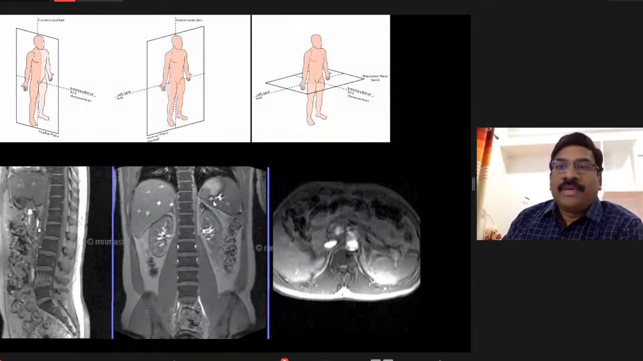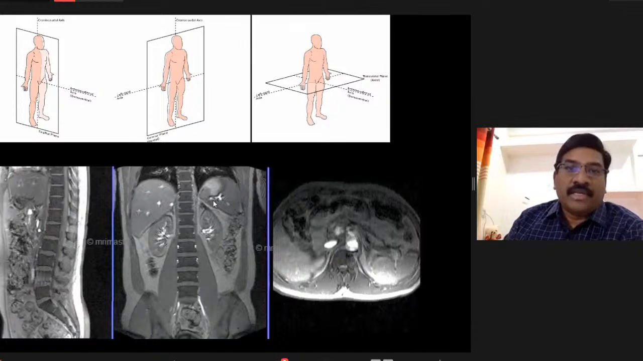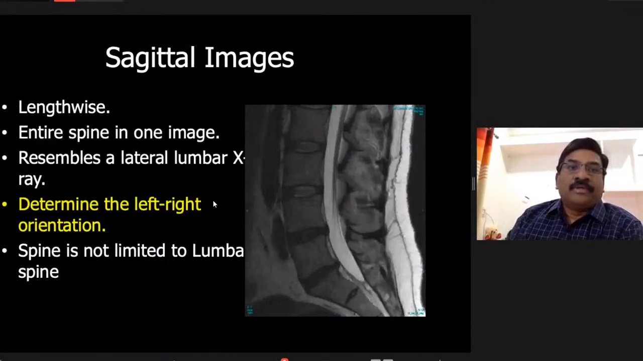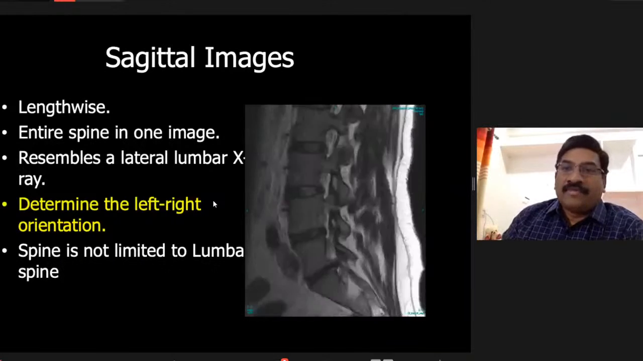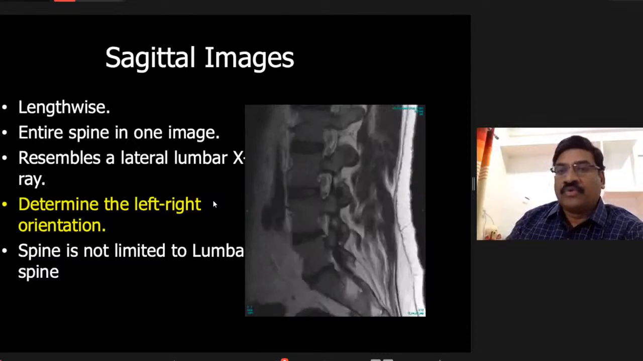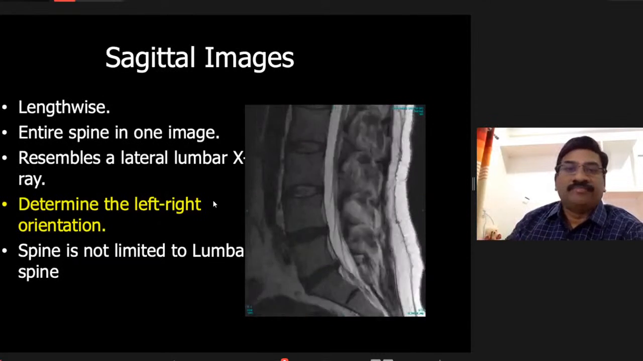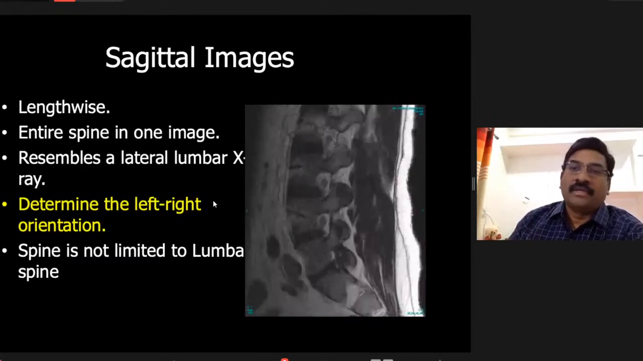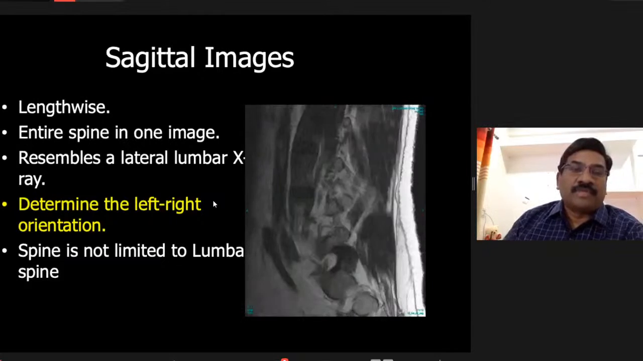Each image will have a different orientation, and there will be different sequences which are taken with different slice thickness at different intervals of distance. So sagittal images are the lengthwise images. They are similar to our radiological lateral views, so you have a fair idea about these images, and they are easy to understand and interpret in correlation with the X-rays.